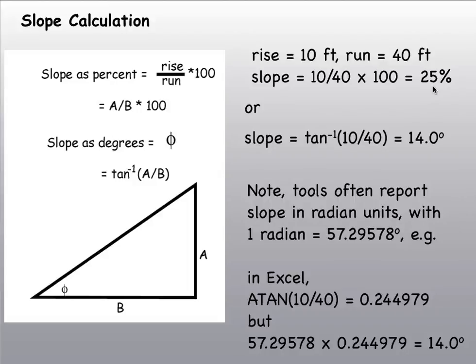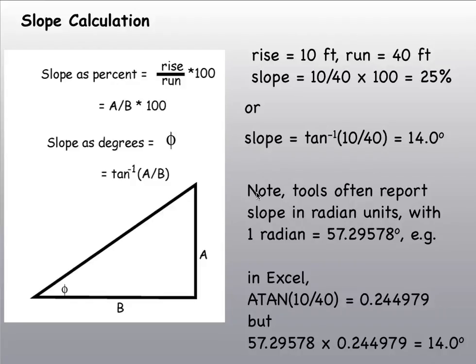Now that's actually a steep slope. Remember, most roads are constructed to be below 6% slope, or in extreme cases 8%, at least most highways. Small back roads can get 20 or 25 or 30%, but those are rare. So this slope as a percent is 10 over 40 times 100, or 25%, or as an angle, it's the inverse tangent of 10 over 40, or 14 degrees.